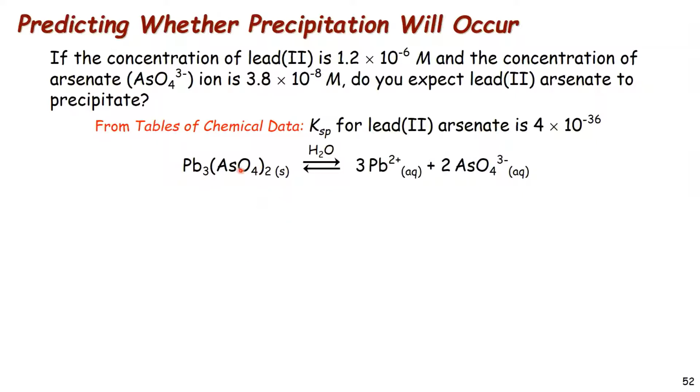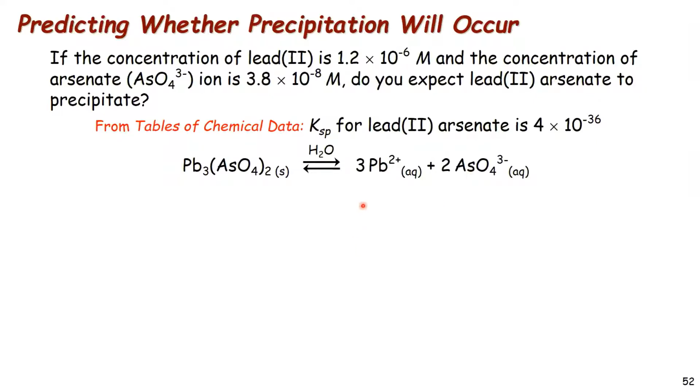So there's our lead 2 arsenate, and we're showing it as dissociating, because that's what the KSP is all about, right? It's the dissociation of the salt. So it's going to dissociate into the 3 lead ions and the 2 arsenate ions. Again, do your homework so you can write these chemical reactions very quickly. Okay, so again, we want to know, is the lead 2 arsenate going to precipitate? So that means we've got to compare Q to K.